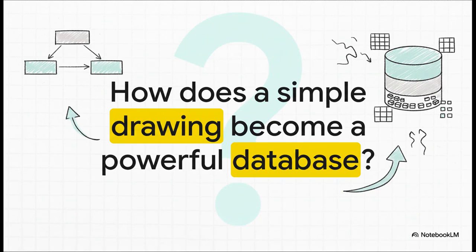Okay, so let's just dive right in. The central question is this: what is the magic here? How do you translate an abstract idea, an entity relationship diagram, into something a computer can actually understand and use to store and retrieve data efficiently?